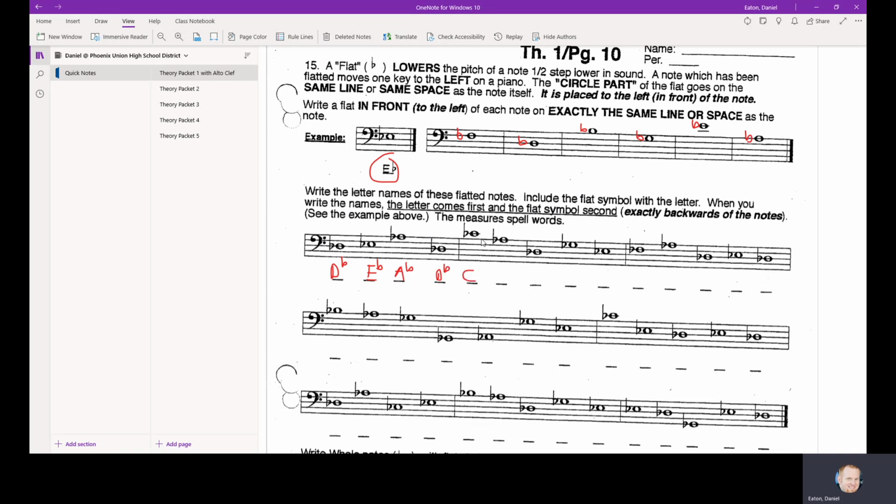So again, if you're not sure how I got this as a C, my top line is an A. What comes after A in the alphabet? That's the space. So that's my B. And the next one above that, which is this next note right here, that's my C. So A, B, C. Okay, that's how I figured that out.